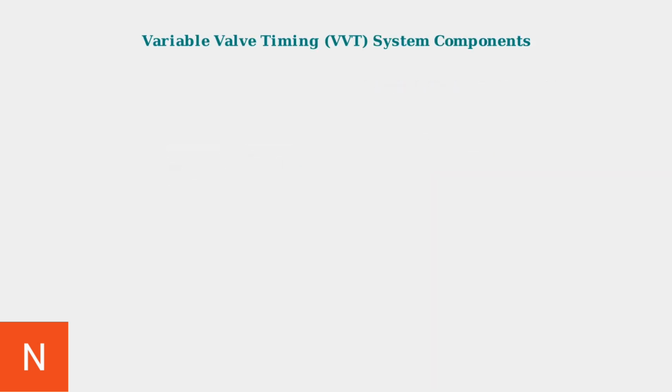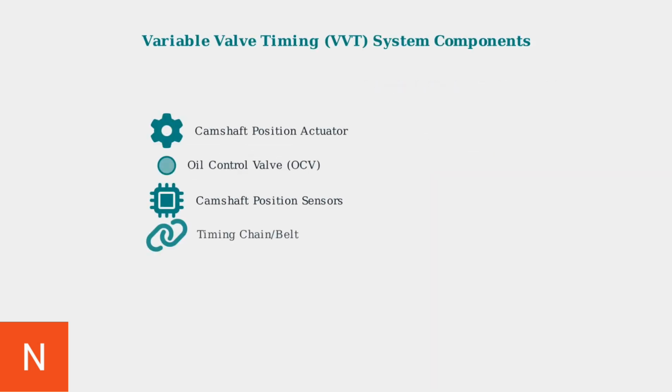The variable valve timing system consists of 4 main components that work together to control camshaft timing. The camshaft position actuator physically moves the camshaft, while the oil control valve regulates oil pressure to the actuator.